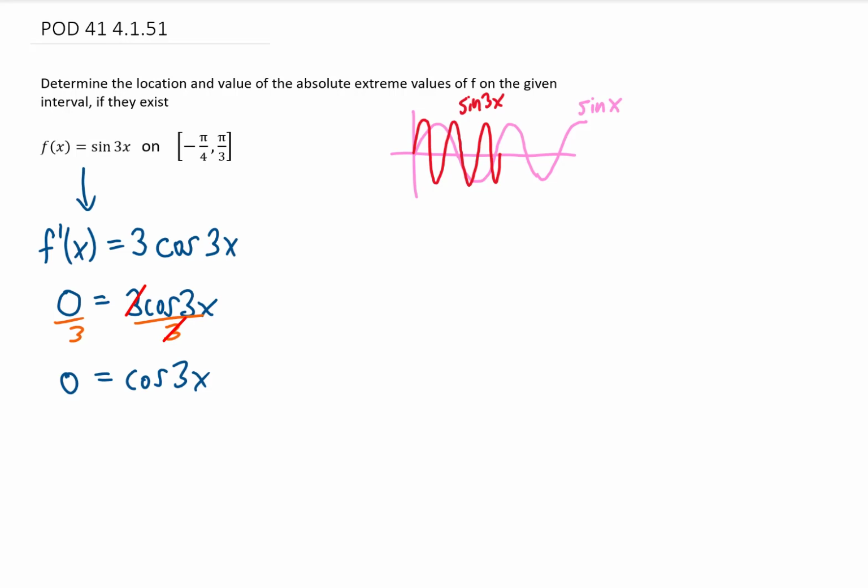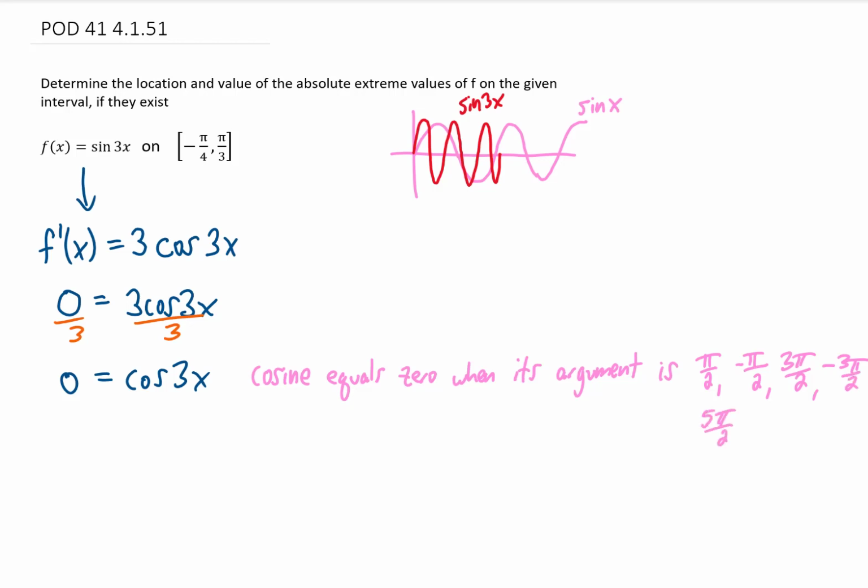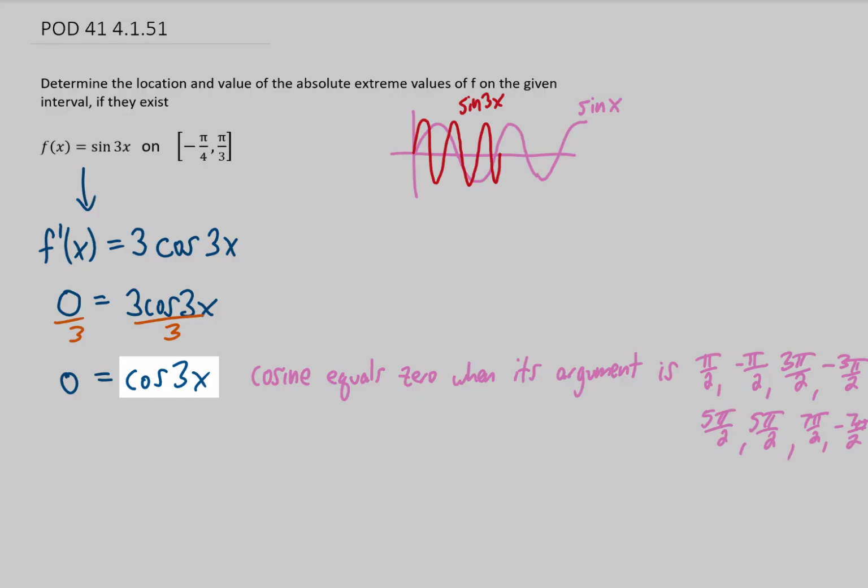What x values make cosine of 3x equal to 0? Well, the cosine function equals 0 when its argument equals pi over 2 or negative pi over 2. But since the cosine function is periodic, those aren't the only values that make cosine equal to 0. For example, 3 pi over 2, negative 3 pi over 2, 5 pi over 2. Plug any of those values into a cosine function, and that cosine becomes 0. So for our problem, our cosine of 3x is going to be 0 when 3x equals any of these values over here to the right.